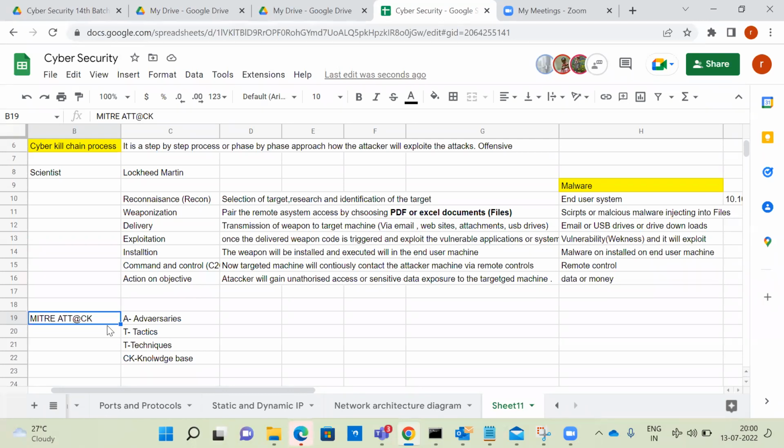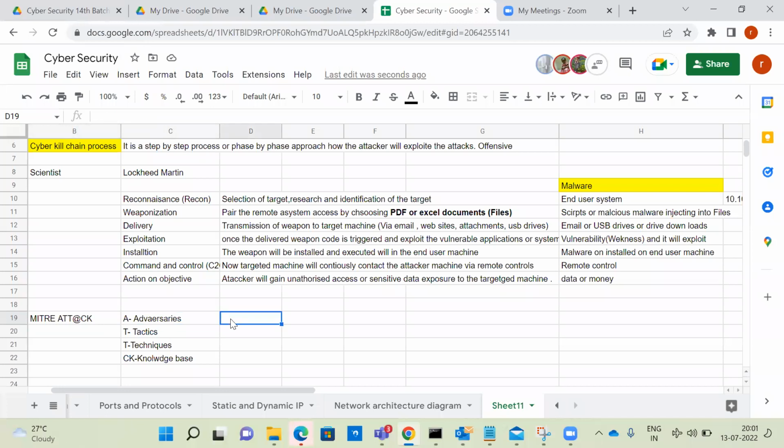In a couple of interviews, they will ask what is the difference between the cyber kill chain process and the MITRE framework. The cyber kill chain process is an offensive mechanism where the attacker can exploit something. But the MITRE framework is a combination of both offensive and defensive. It provides attack exploitation along with preventive mechanisms also. That is the difference.